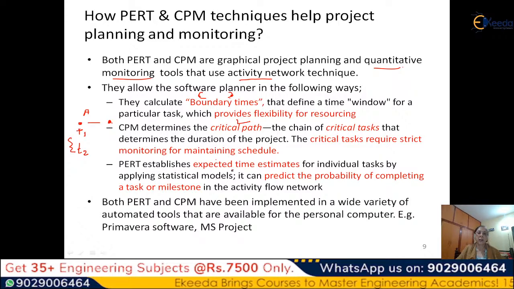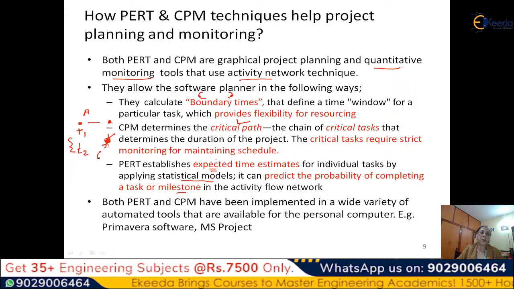Then PERT establishes expected time estimates for individual tasks. Expected times, that means it is likely to be in that particular time estimate, and it is a statistical model. So you use the standard normal variable method and the time estimate, and it can also predict the probability of completing a task or a milestone in the activity flow network. So you have a big network, you take any particular node, and you can say what is the probability.